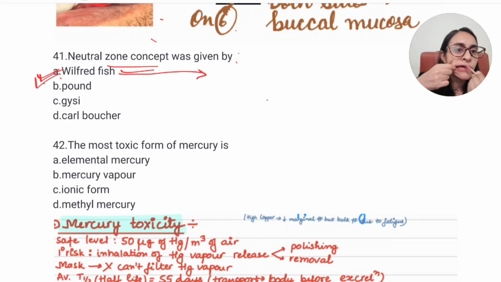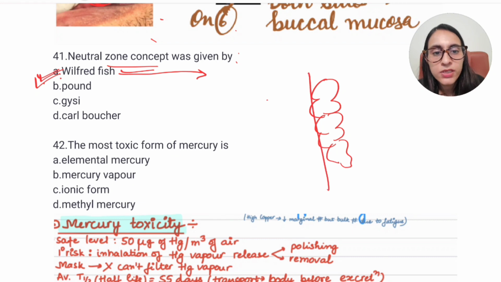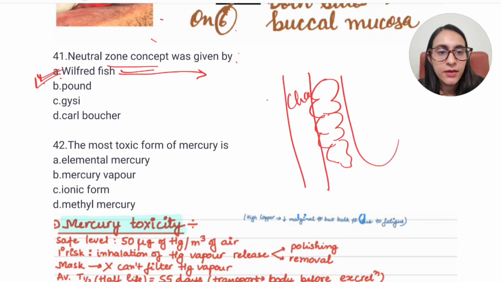Now we have teeth over here. There are forces coming from the cheek towards the teeth. We have the tongue, and there are forces from the tongue going towards the teeth. So if these are the placement of the teeth, then we have forces coming from the cheek from one side, and forces coming from the tongue from the other side.